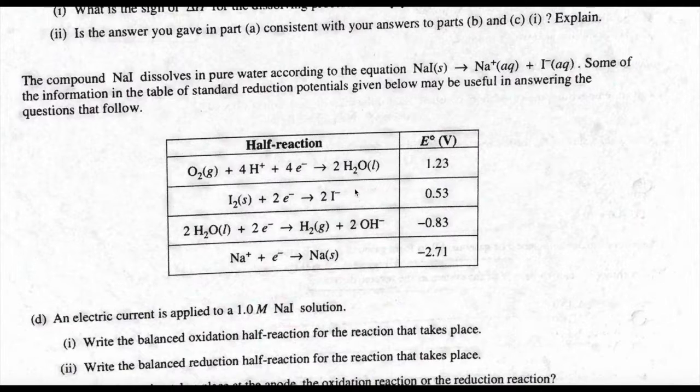Therefore, if I look at these 2 different options, since when I flip them, both of these will become negative, that tells me that iodide, this reaction here, will be my oxidation reaction simply because it will be the most positive or the least negative when it is flipped. So this is the oxidation reaction.